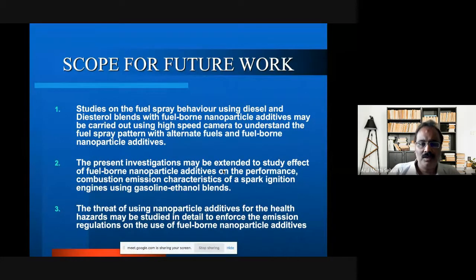There are no regulations today, especially for fuel-borne nanoparticle additives. But if you work on that, and are able to develop a technology to control the nano emissions, then this can be enforced as an emission regulation. It is still under a vacuum, so a lot of challenges are there, like trapping the nanoparticles. You have to work on that. This is another scope to carry out research.